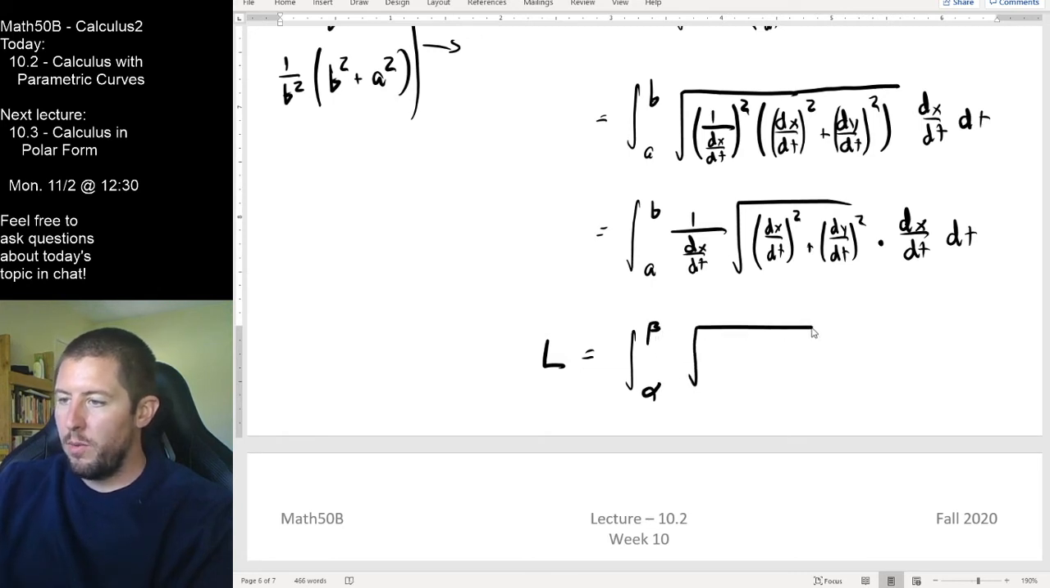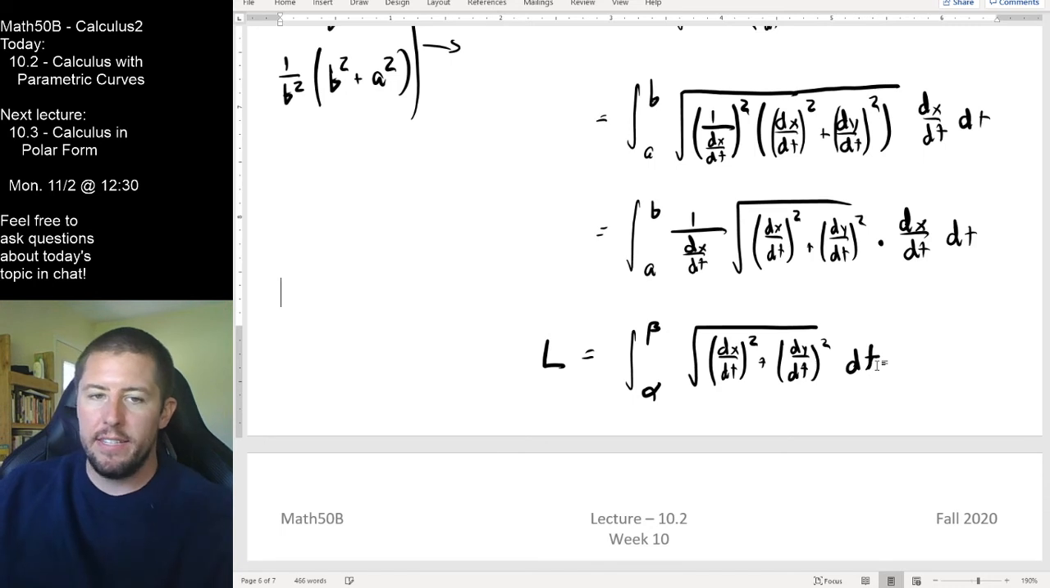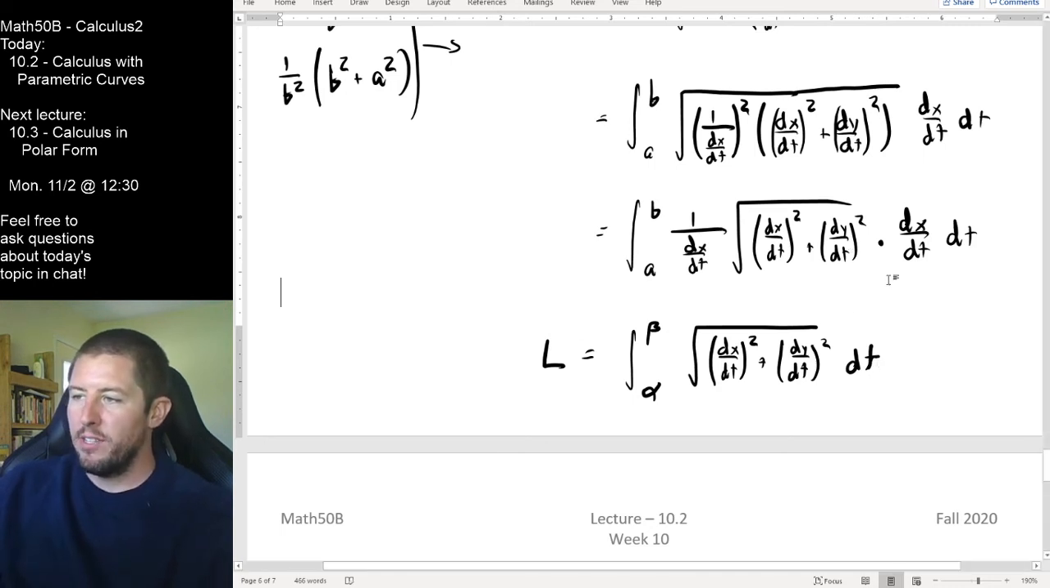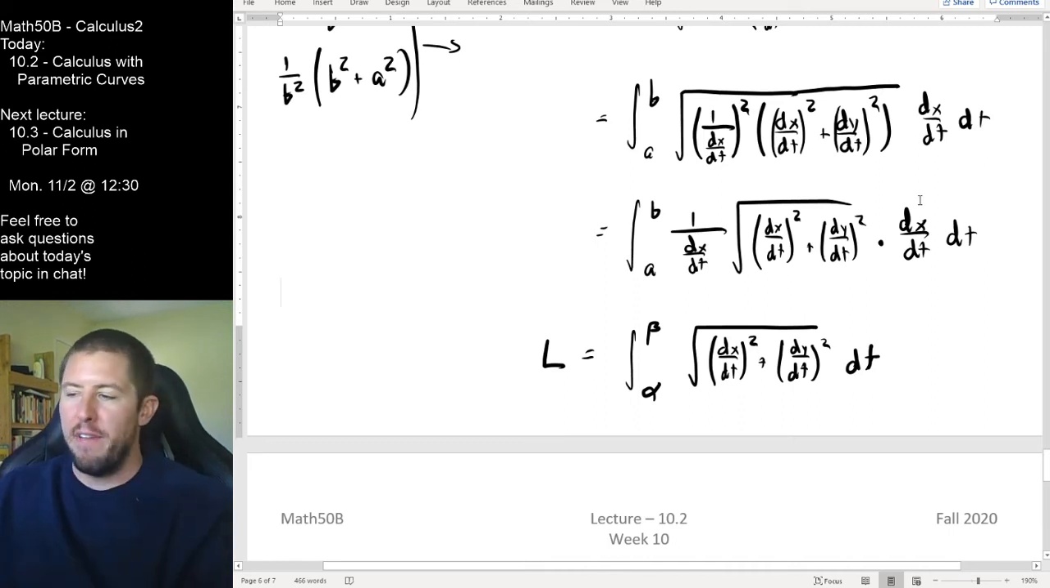This is just going to leave me with dx/dt squared plus dy/dt squared. So I think that this is a really cool derivation right here also, that we factor out that 1 over dx/dt squared, and it perfectly cancels with the dx/dt that we got from swapping out our differential terms. So we made two substitutions and they combined very nicely.